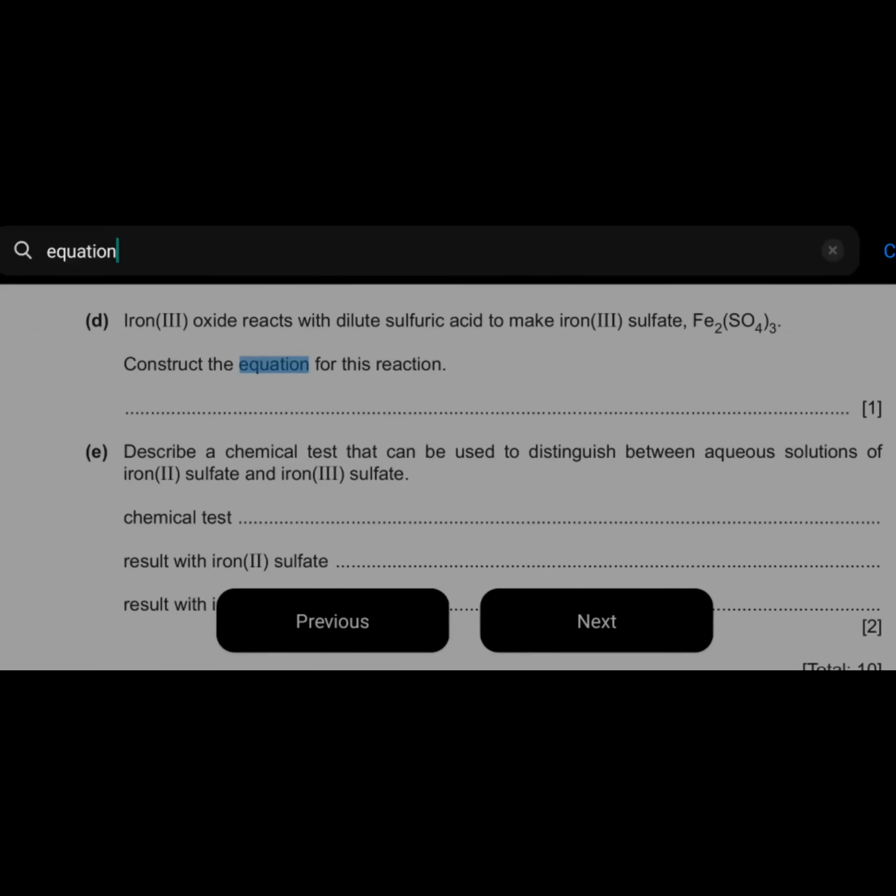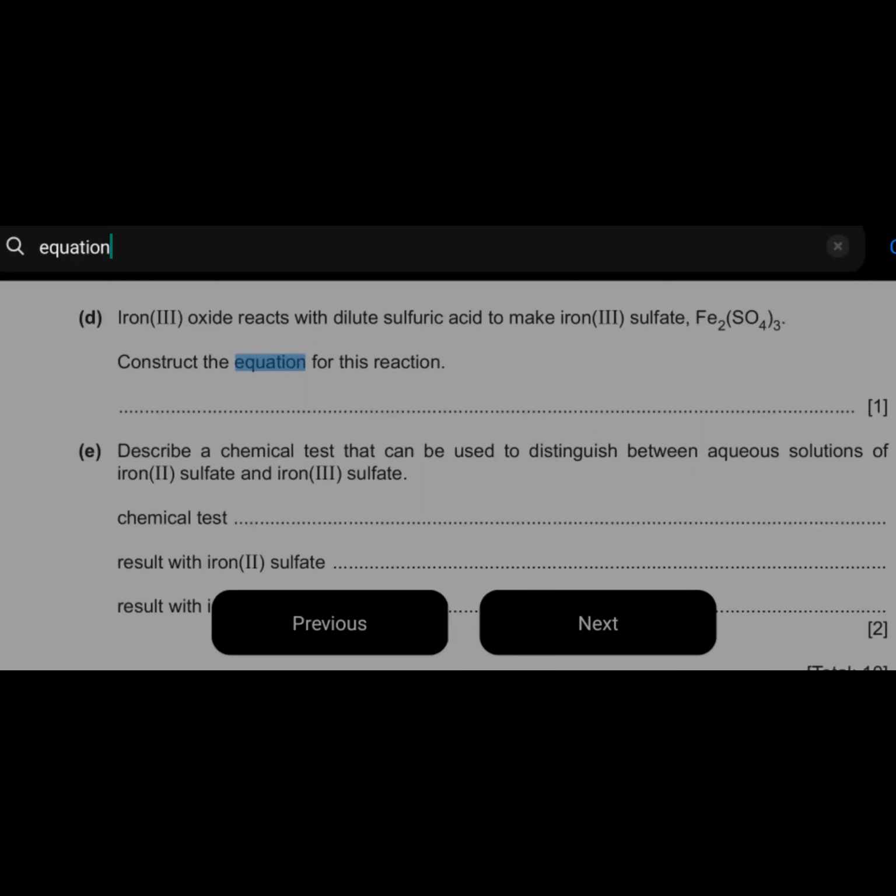Okay, iron oxide reacts with dilute sulfuric acid to make iron sulfate. Construct the equation for this reaction. Now, there's no doubt we don't have to write the ionic equation for this. They're asking for the equation, just the normal equation. So iron oxide is there, even the oxidation number is there. Very good. It's easy for you, right?